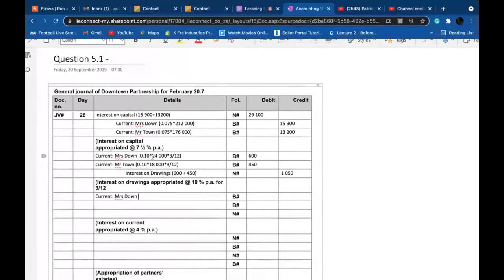Then what was the interest rate? 4%. There was no apportionment there. And the balance was 40 something thousand, 43,400. Was there any apportionment? Nope, I don't see anything there.